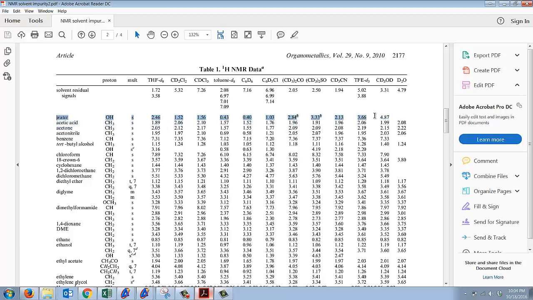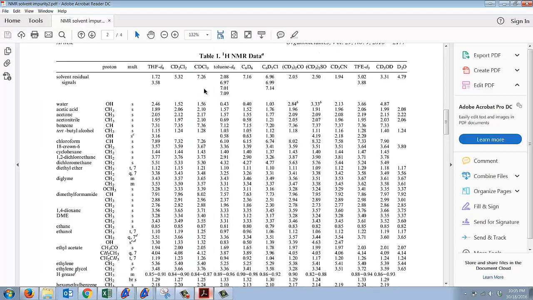If you start looking at this table, these are the various NMR solvents. THF D8 is the first row, then CD2Cl2, deuterated dichloromethane, and chloroform. We're mostly going to do chloroform, or DMSO, which is CD3 2SO. We're going to focus just on the chloroform part. So if you had water, you would see a broadened OH peak as a singlet at about 1.56 roughly. If you had acetic acid, you're going to see a singlet for CH3 at about 2.1.